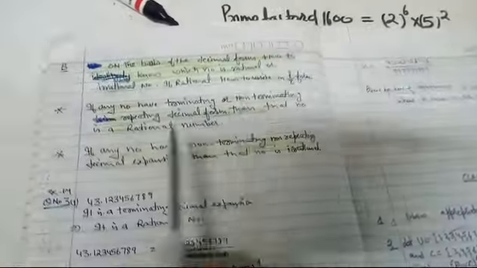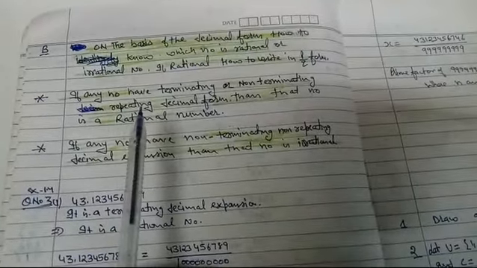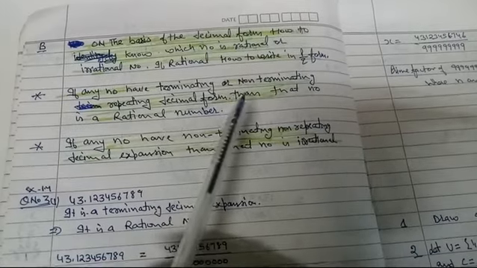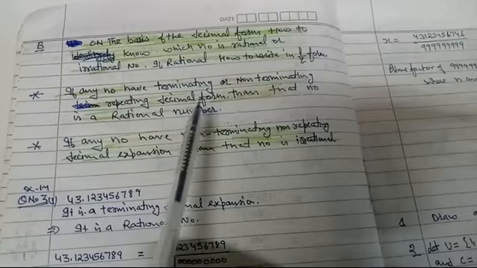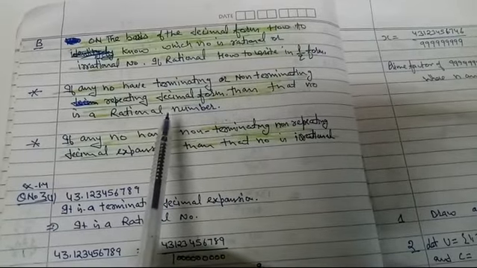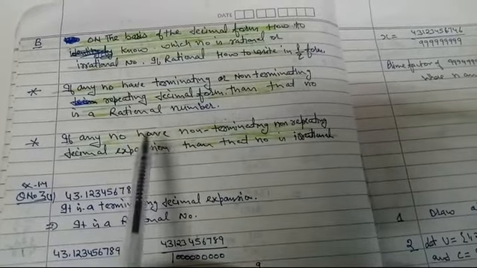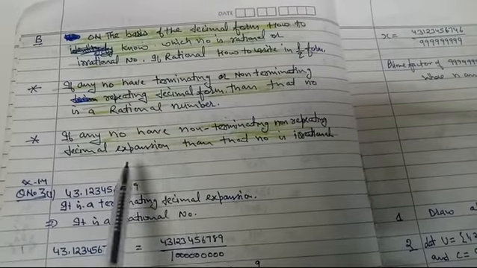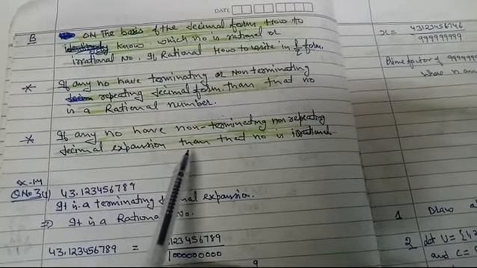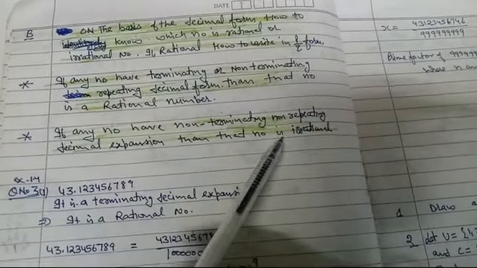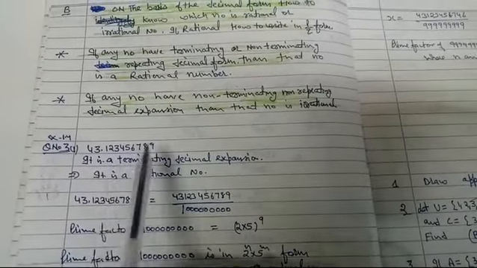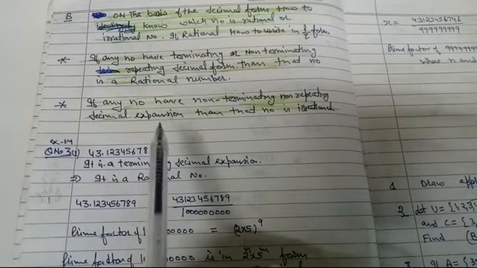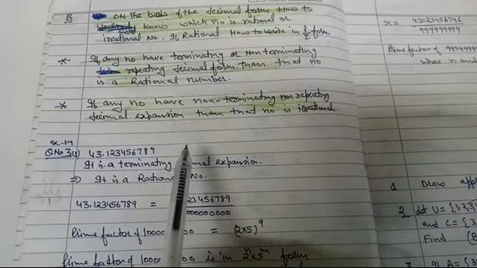So let's see. The first concept is, we know that if any number has a terminating or non-terminating repeating decimal form, then that number is a rational number. We know this. And if any number has a non-terminating, non-repeating decimal expansion, then that number is an irrational number. So let's see how to write this number. We have to identify whether it is rational or irrational. If rational, how to write it in P upon Q form.